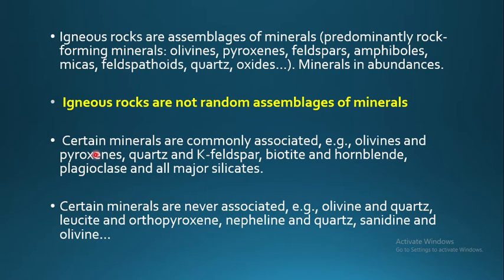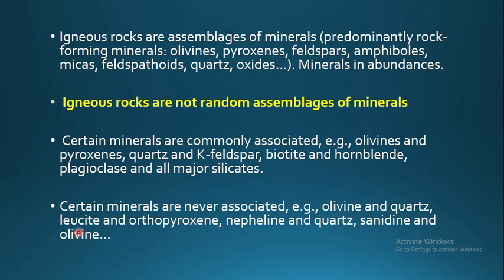Olivine and pyroxene will occur, quartz and feldspar will occur, biotite and hornblende will occur, plagioclase and other major silicates will also occur. But olivine and quartz won't occur, leucite and orthopyroxene won't occur, nepheline and quartz won't occur, sanidine and olivine also won't occur. So always keep this in mind. This is a very important thing regarding igneous petrology, which you may be confused about.